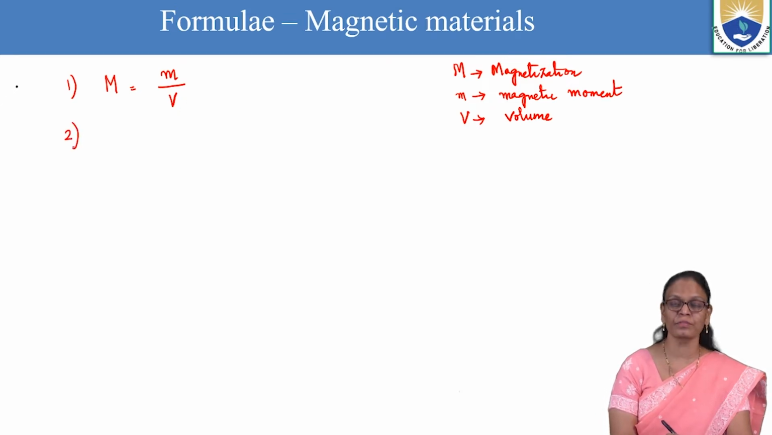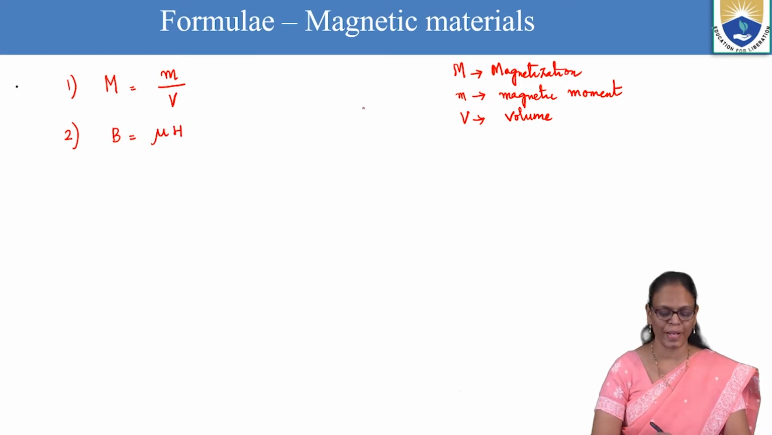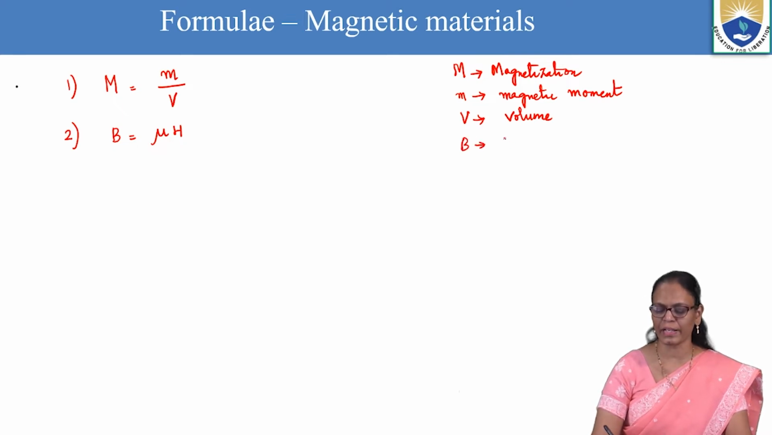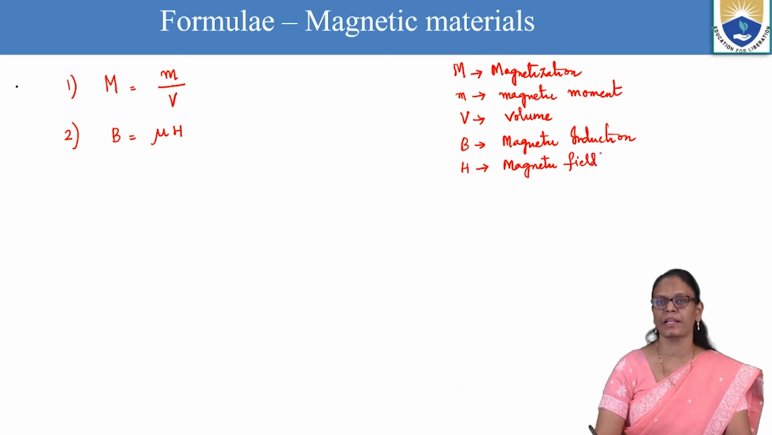Next we have the magnetic induction: B is equal to mu H. Here B is the magnetic induction, or the induced magnetic field, and H is the strength of the applied magnetic field. H is the magnetic field intensity.